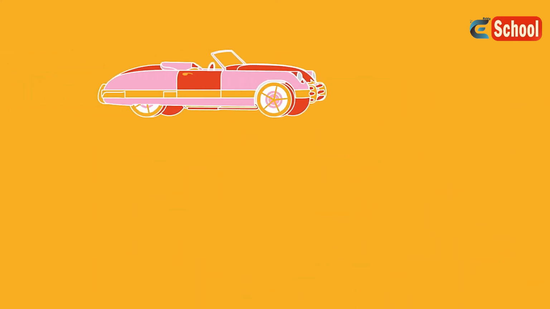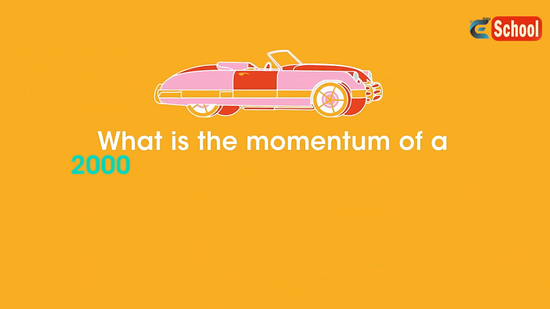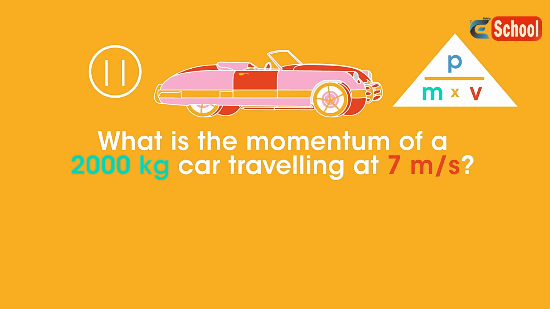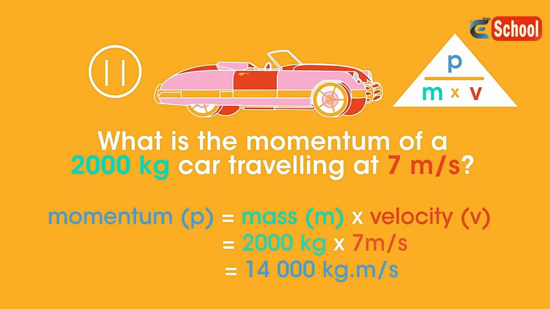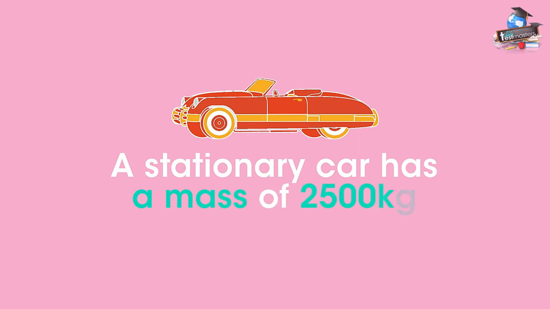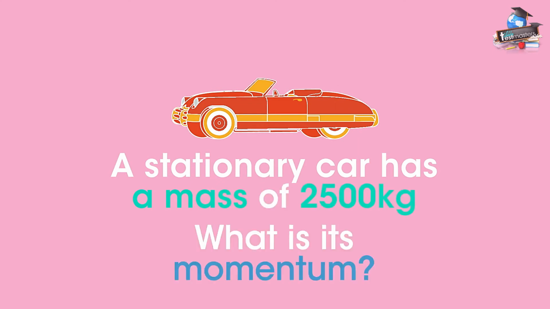Now try this example. What's the momentum of a 2,000 kilogram car travelling at 7 meters per second? Pause the video while you work it out. How about this one? A stationary car has a mass of 2,500 kilograms. What is its momentum? Pause the video and work it out. The car is not moving, so its velocity is 0, and so it has no momentum.